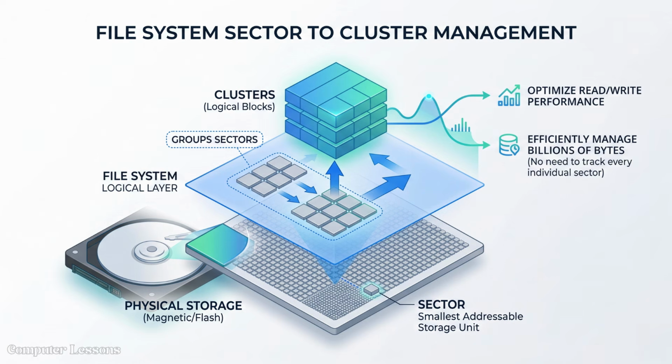A physical drive consists of sectors representing the smallest addressable unit of magnetic or flash memory storage space. The file system groups these sectors into larger clusters to optimize read and write performance during transfers. This organization allows the computer to manage billions of bytes without tracking every individual sector address.